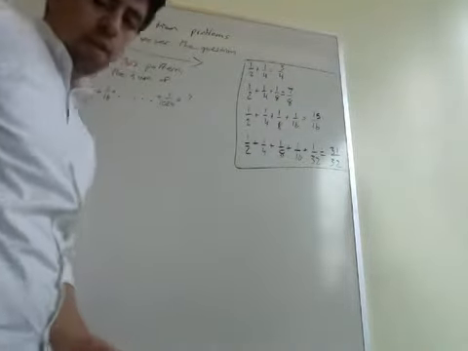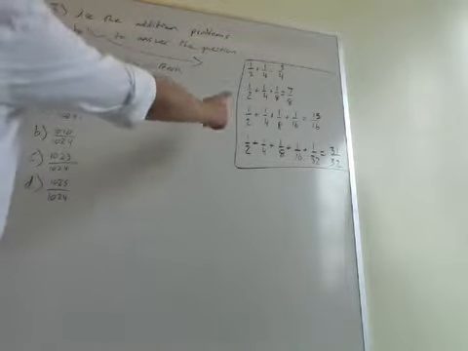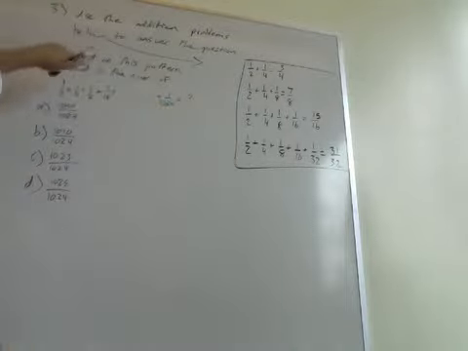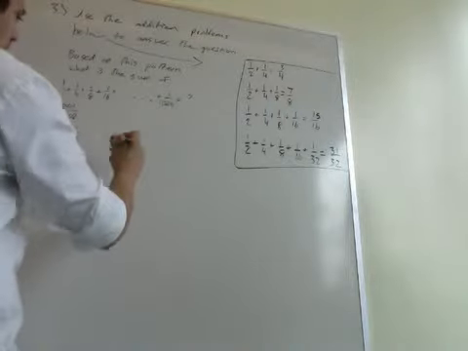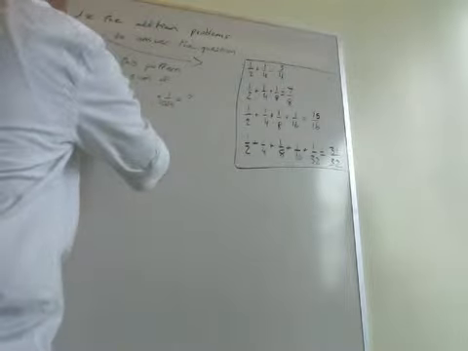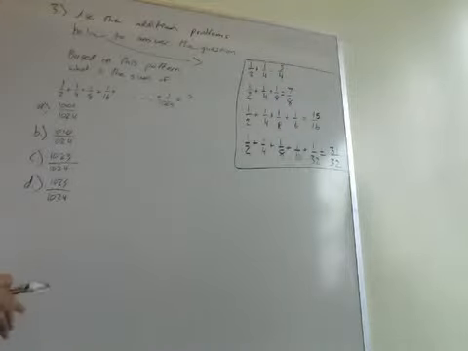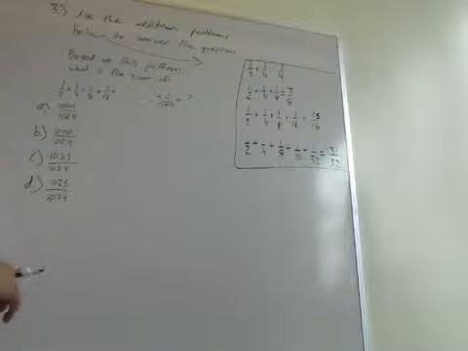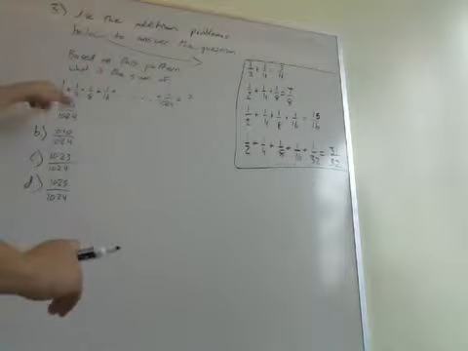Alright, so the question asks, based on this pattern, because there's a pattern here, if you write them down you'll probably see it, what is the sum of this? The sum of, what does the sum of mean? It just means, what is the answer when you add these things together? When you add things together, it's a sum. When you divide things together, it's a quotient. When you multiply things together, that's a product. There's different names for different things that you're doing. So, what is the sum of this?